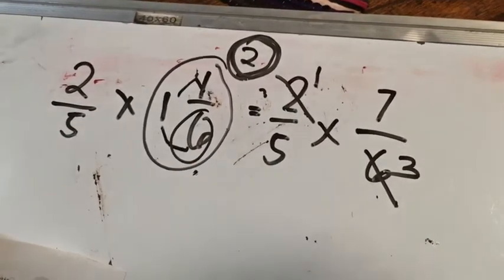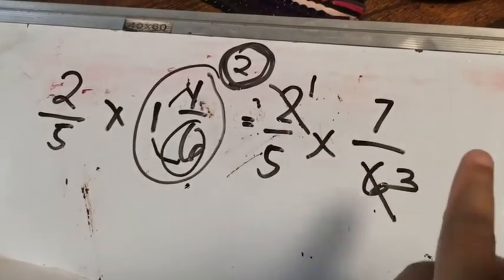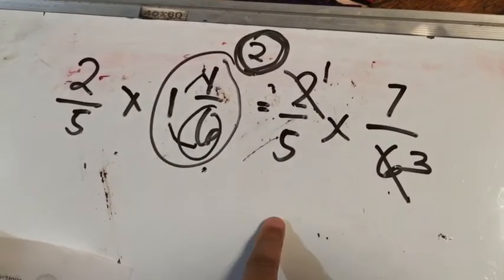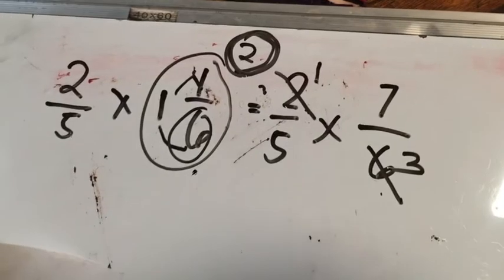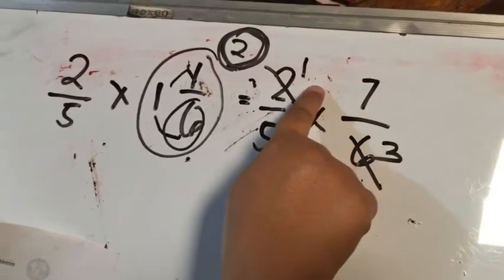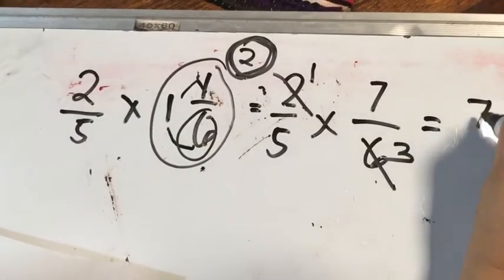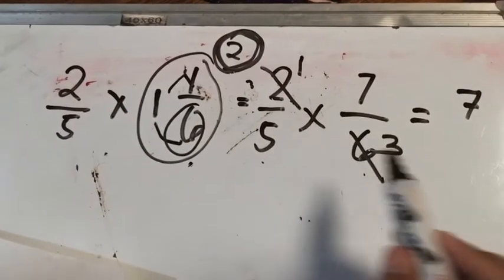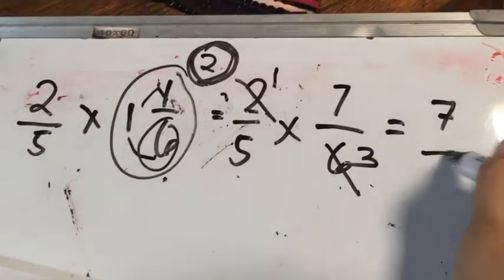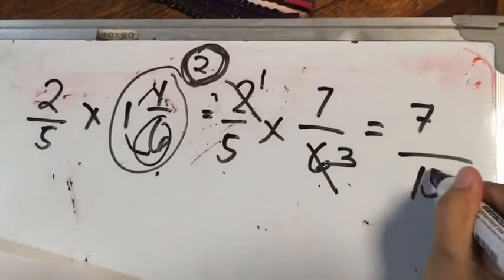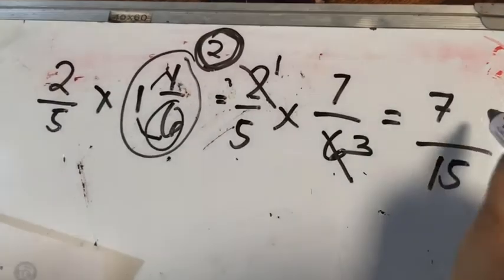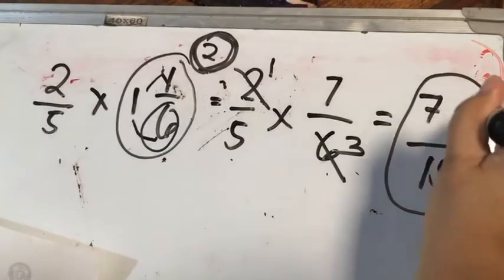Remember, when you multiply, it is numerator by numerator and denominator by denominator. Let's start. 1, the remaining number, times 7. The answer is 7. 5 times 3, the answer is 15. Now, look. Our answer is 7/15.